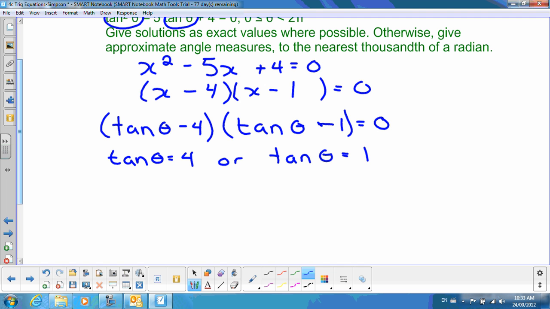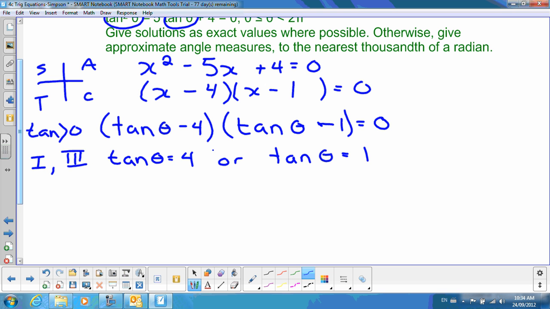In both cases, we want where tangent is greater than 0. Tangent is greater than 0 in quadrants 1 and quadrant 3. Remember that you can use your CAST rule to figure that out, or other methods.